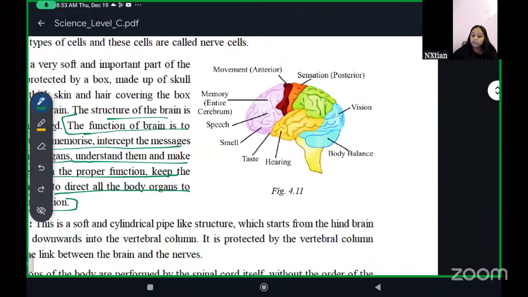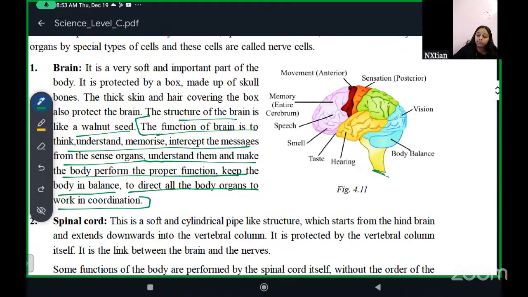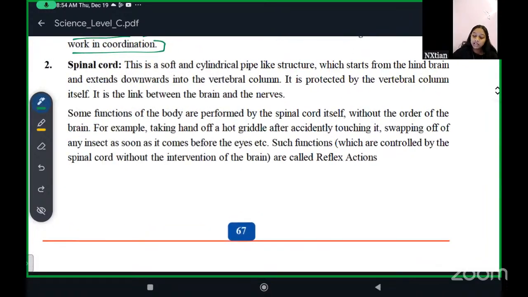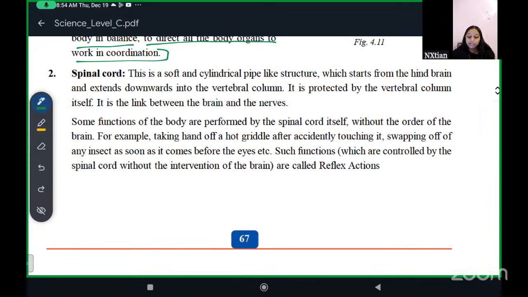Hindbrain means the ending part of the brain, and then it goes down to the vertebral column itself. The spinal cord is the link between the brain and the nerves. Some functions of the body are performed by the spinal cord itself without the order of the brain.